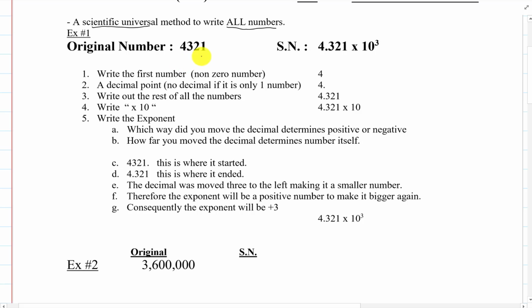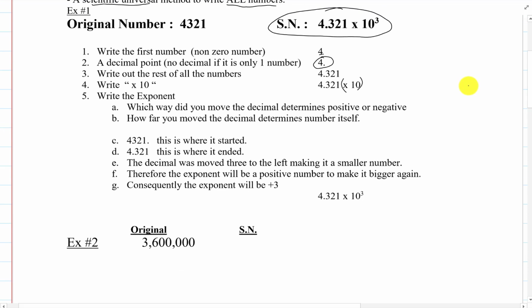Okay, the original number, I'm just going to point it out painfully here with the first example. The original number is 4,321, and we would like to write it in scientific notation. The first step is to take the first number, as long as it's not a zero, and write it down. The next step is to put a decimal point. Then we write down the rest of the numbers that are not zeros, 3, 2, 1 in this case. Now we write times 10. We're actually not thinking math here, we're just doing the symbology.